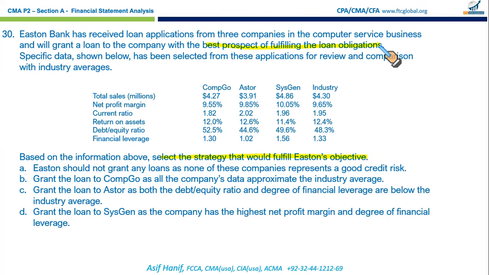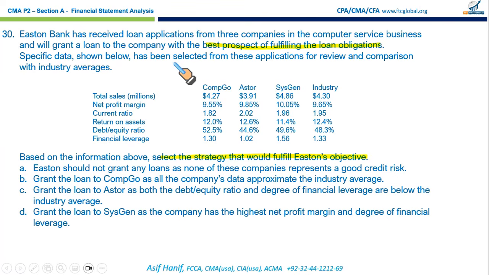So forget about the question. If I'm a banker, I would like to extend a loan to the company. I would like to see 2 important things. First, solvency, leverage and liquidity. I'm concerned with whether the loan seeker, the borrower, will make the payments on time. So that is what my objective would be. Now we know exactly: select the strategy that would fulfill Eastern's objective, that the customer doesn't default on the loan.